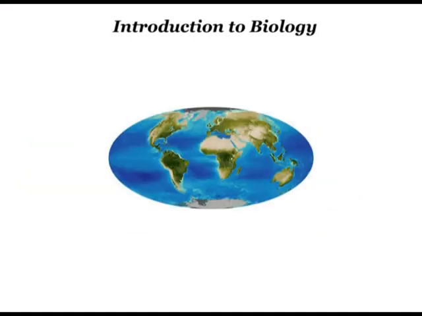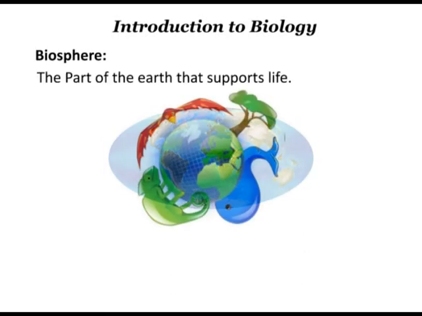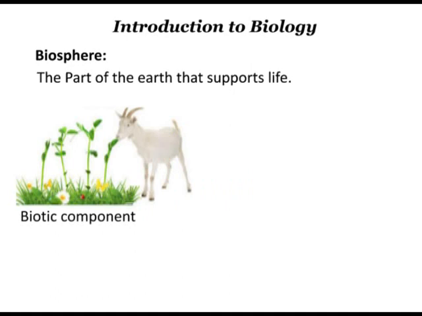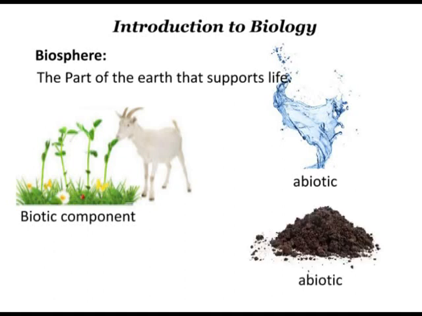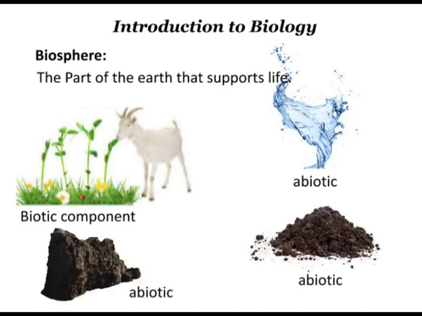You see, the whole of planet Earth is one enclosed and self-sustaining system. The part of the earth that supports life is called the biosphere. The living component of the biosphere is called biotic, like plants and animals. The non-living component is called abiotic, like water, air, soils, rocks, and so on. In biology, we study the biotic component and its relationship with the abiotic component.